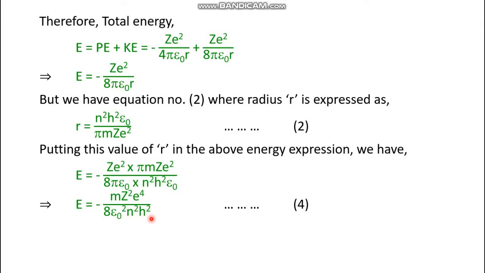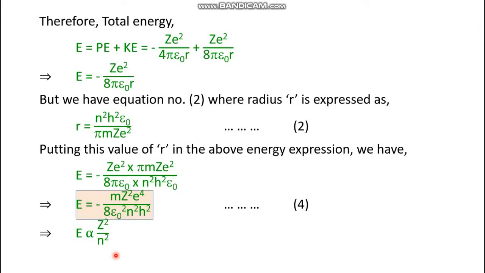Now can you say which are the variable terms here? You can easily say only z and n are variable, others are constants. So the proportionality relationship is E versus z square by n square. This is very important, you have to utilize this.